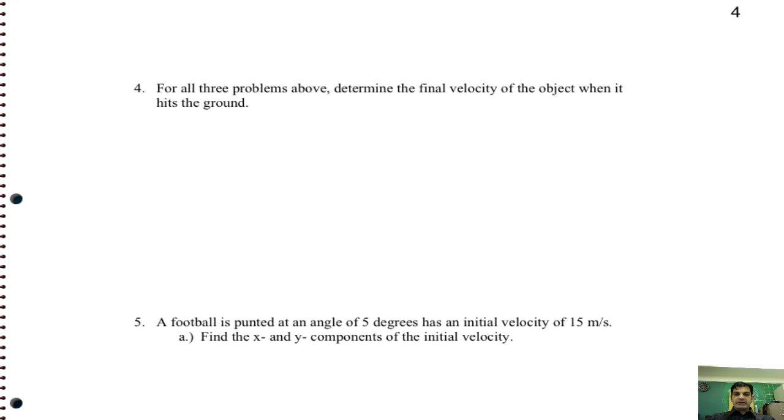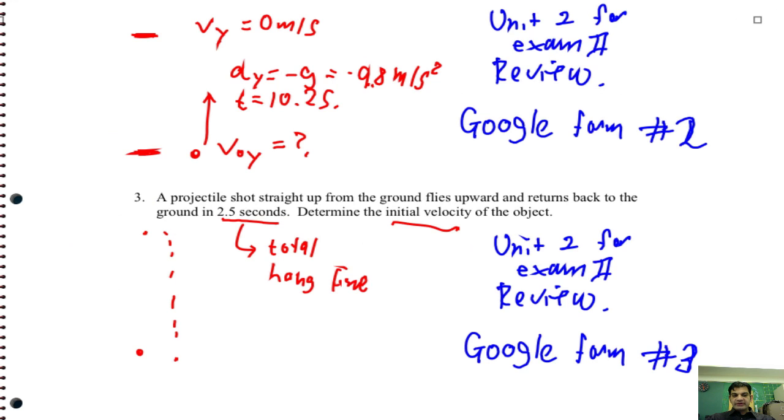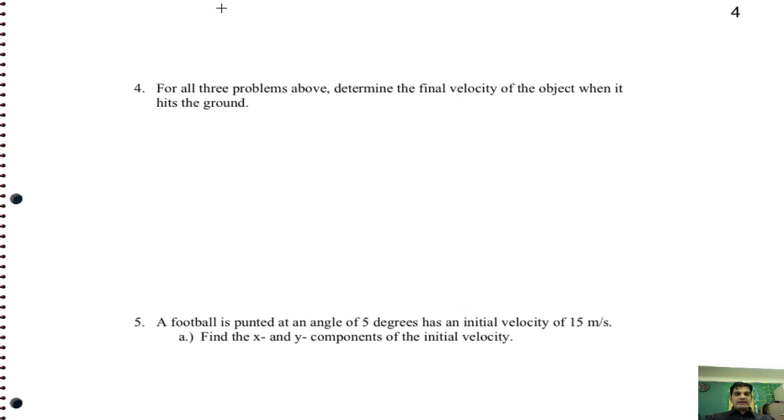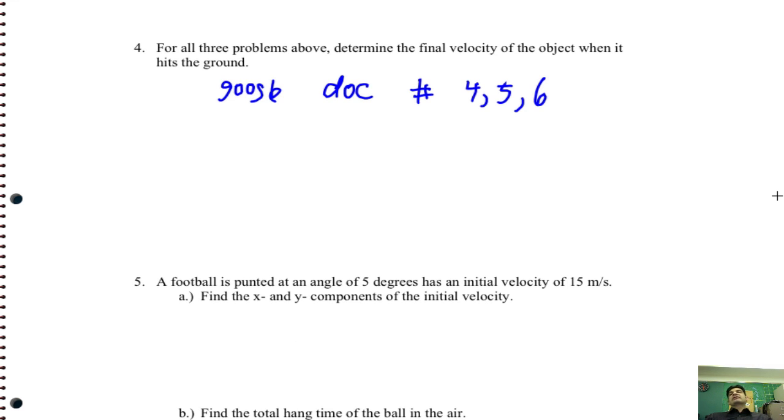So for this problem here, this is Google Form question number 1, number 2. When I look at question number 4 in this sheet, this is going to be Google Doc numbers 4, 5, and 6. My expectation is you're going to be practicing these to the point that you're just going to get faster and faster and faster. Okay.